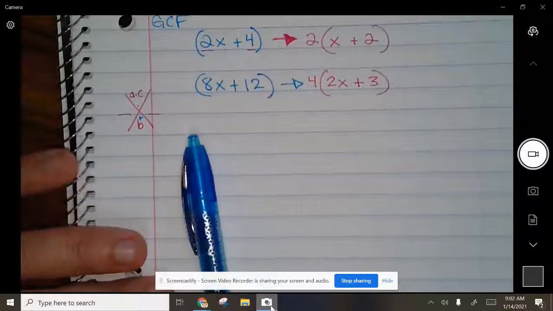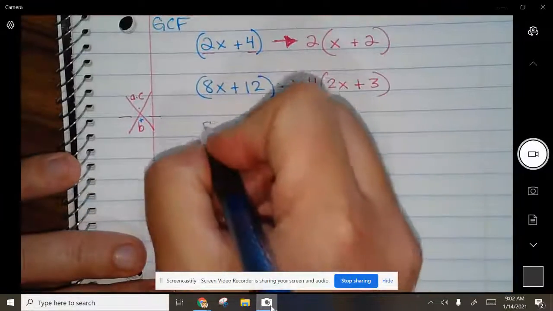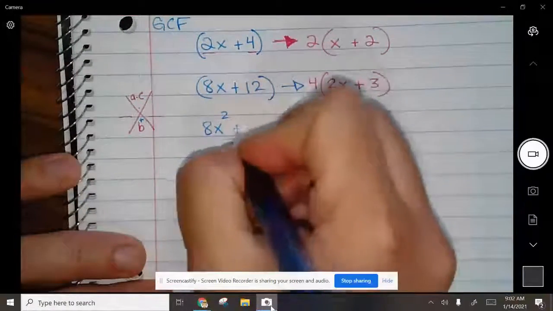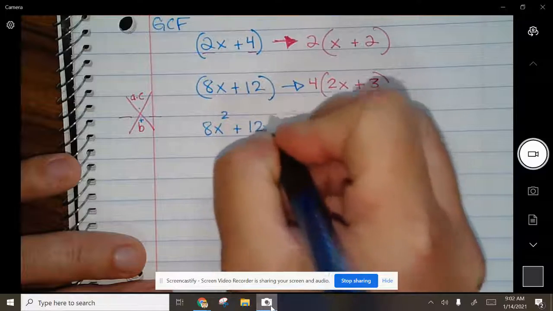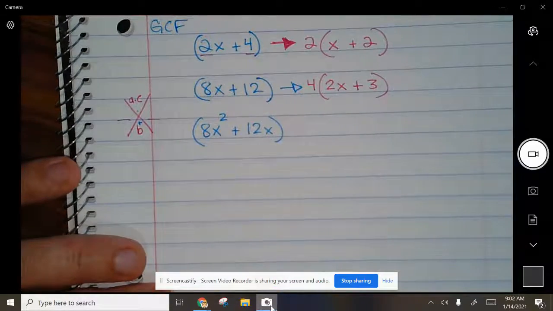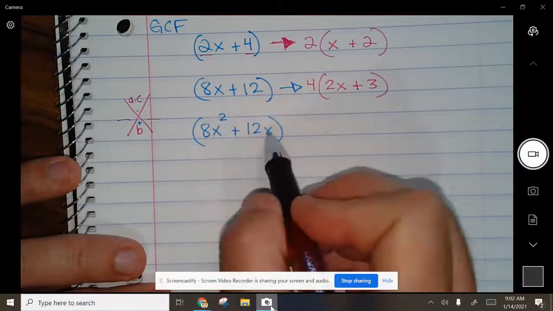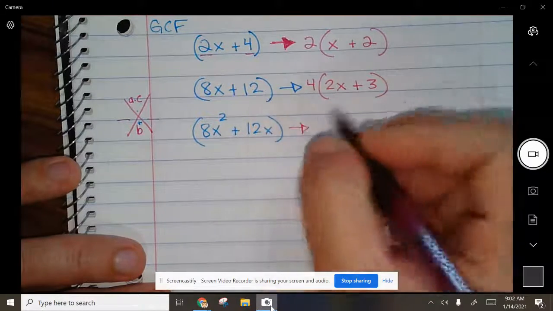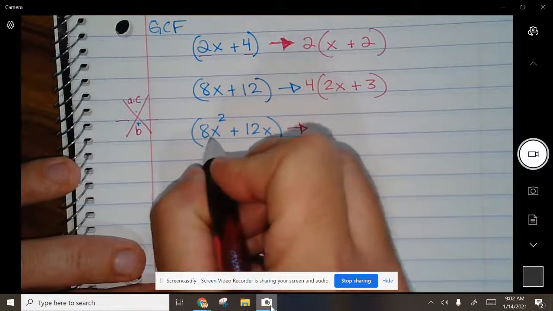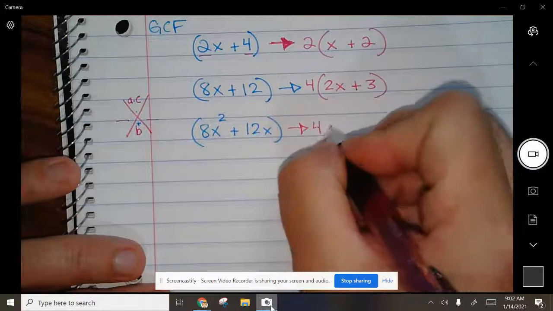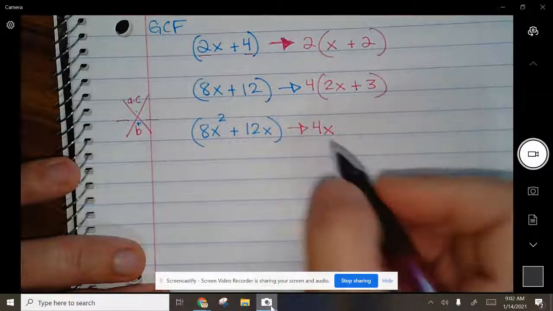What if I did it even more intently? What if I said 8x squared plus 12x? Now the parentheses have changed a little bit. We have variables. This is to the second power. This has an x. Guess what? You can still pull out an x too. So 4, not x2, but you can still pull out an x also. So look what I did now.